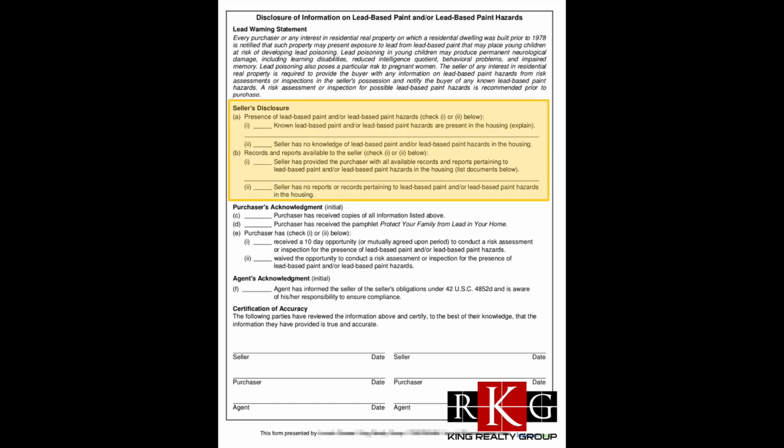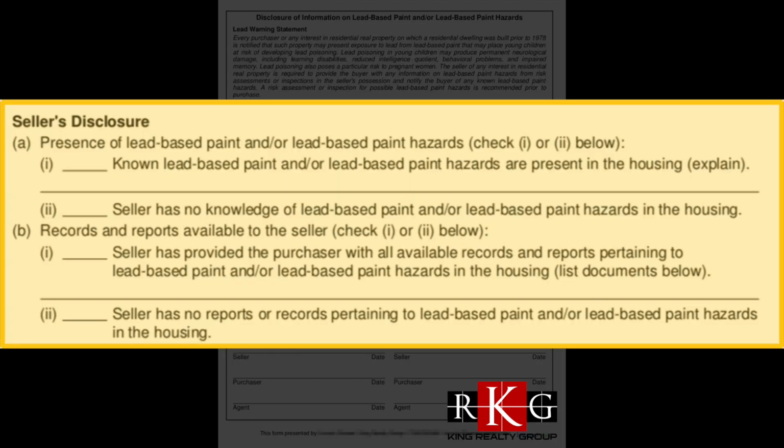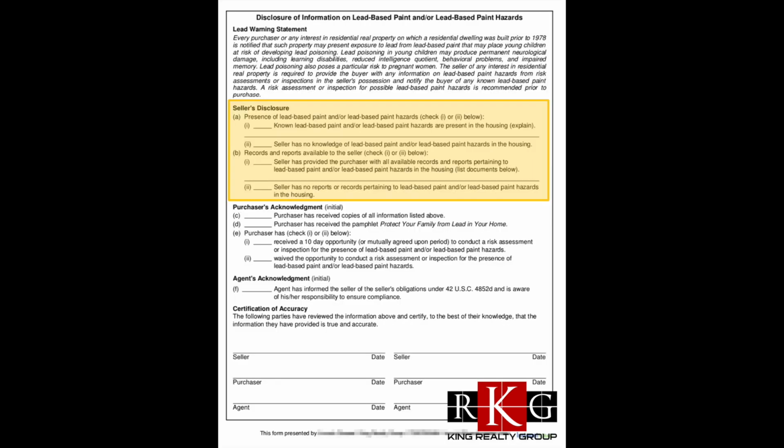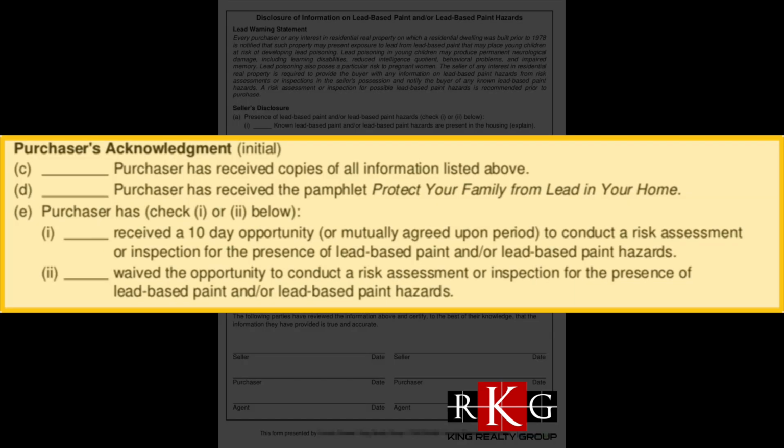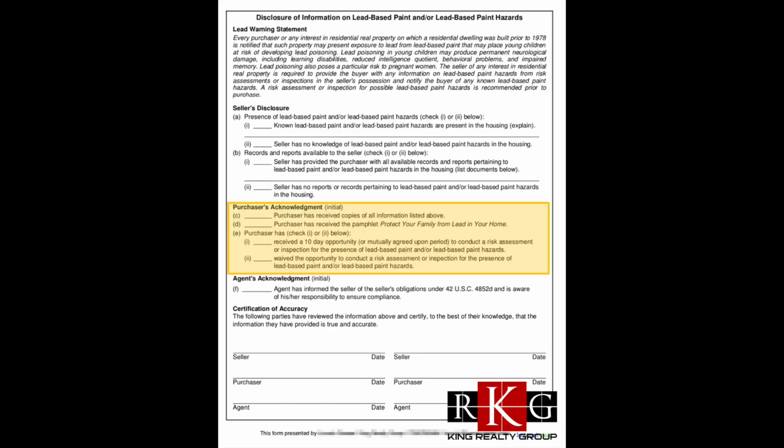The first section covers the seller's disclosure. The seller must disclose whether they have any knowledge of lead-based paint or lead-based paint hazards and provide the purchaser with records and reports available to the seller. In the second section, the purchaser acknowledges they have received copies of all information listed in the first section, a copy of the pamphlet Protect Your Family from Lead in Your Home, and checks whether they have received a 10-day opportunity to conduct a risk assessment or have chosen to waive the opportunity.